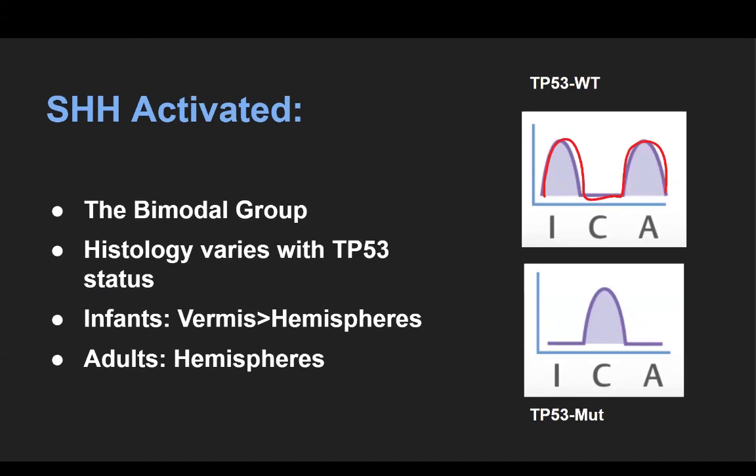Why does it matter for us? It matters because this is a bimodal group. What do we mean by bimodal group? That it shows two peaks in presentation, in the infantile age group and the adult age group. Their histology varies with the TP53 status. In infants, they usually prefer the vermis over the hemispheres, and in adults, they prefer the hemispheres.